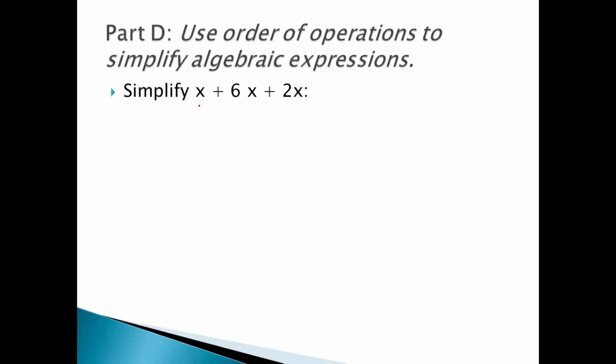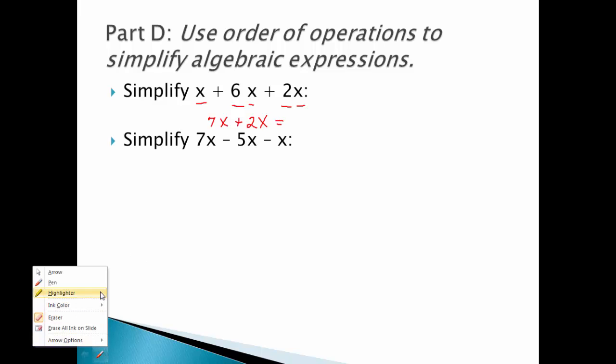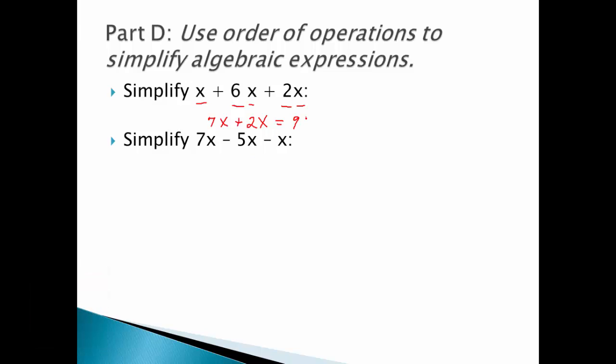Now, we have learned how to simplify. x plus 6x would be 7x plus 2x, which would be 9x. Let's look at x plus 6x plus 2x. Well, first of all, x plus 6x is 7x plus 2x. I'll put the 9x up here. Now let's do 7x minus 5x minus x. 7x minus 5x is 2x. Minus x equals 1x.